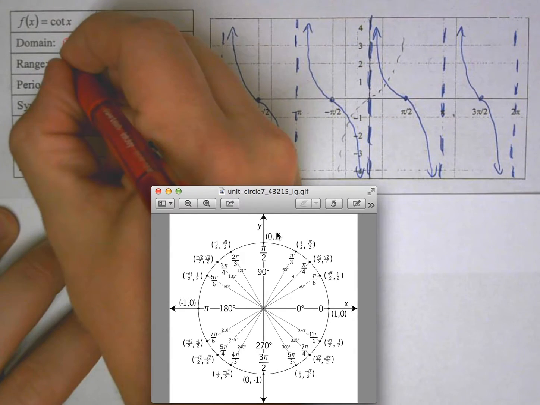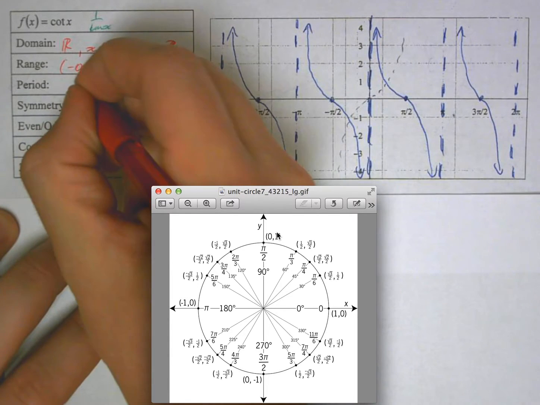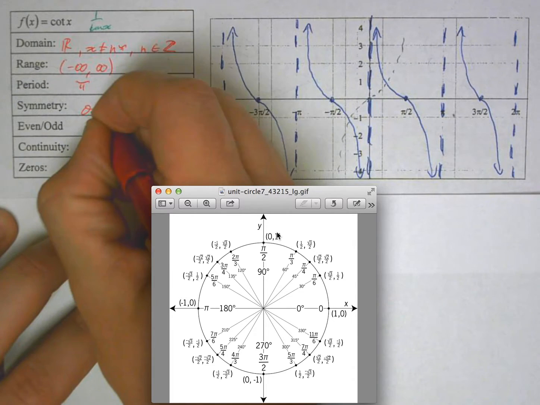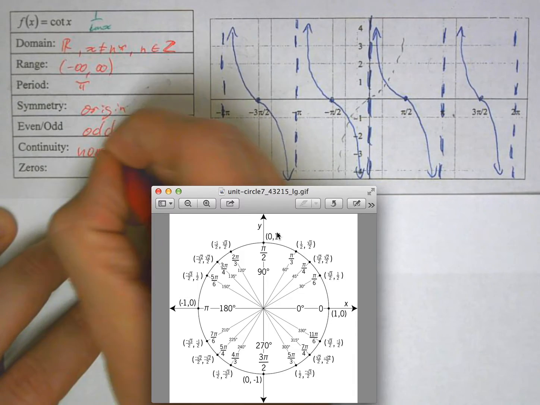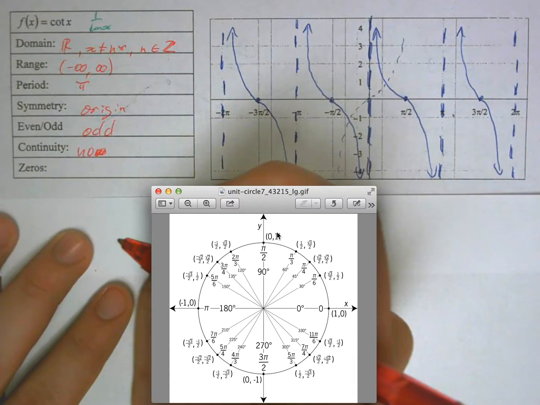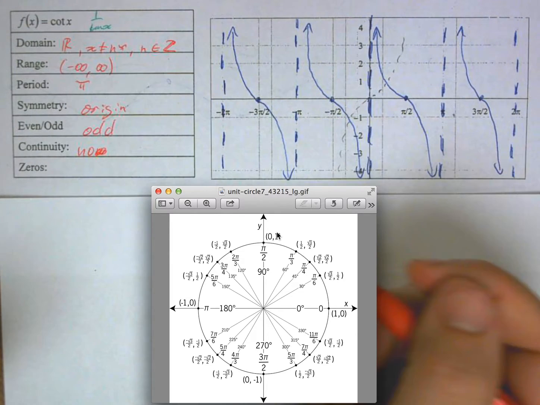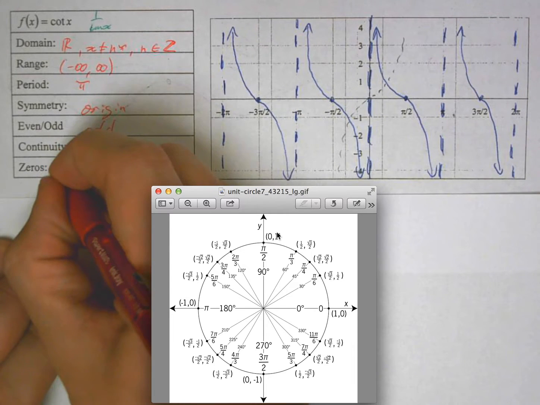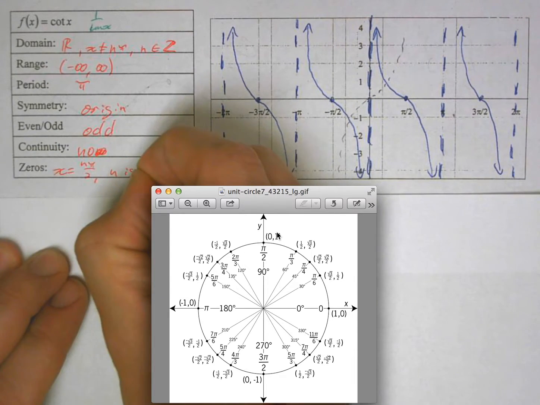Range goes forever and ever, so negative infinity to infinity. Period is also pi. Symmetry is origin, which means it's an odd function, not continuous. Zeros happen at every n pi over 2. So x equals n pi over 2, where n is odd.